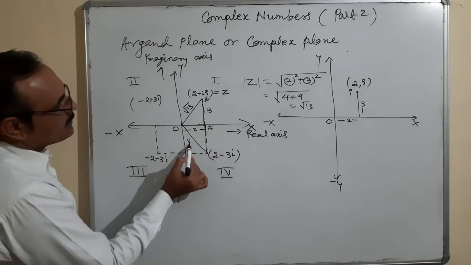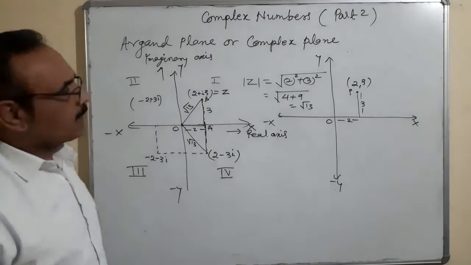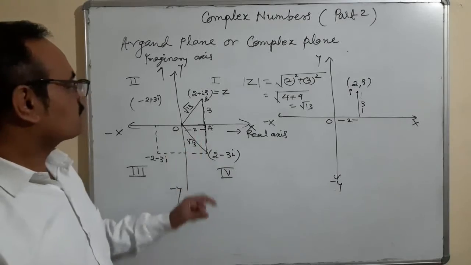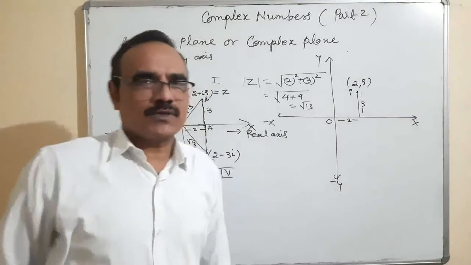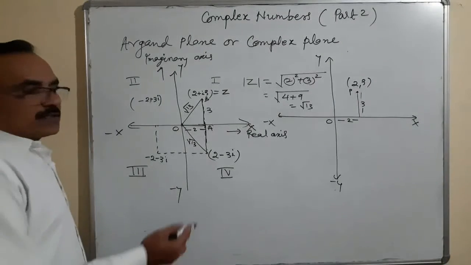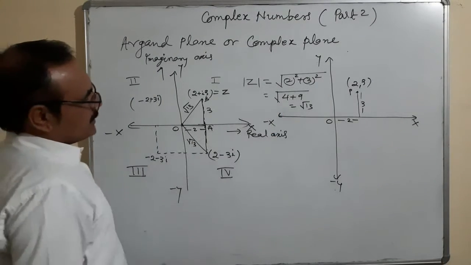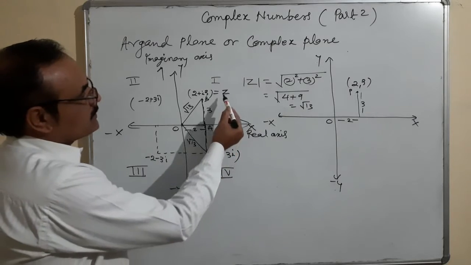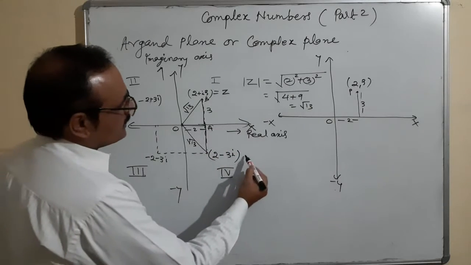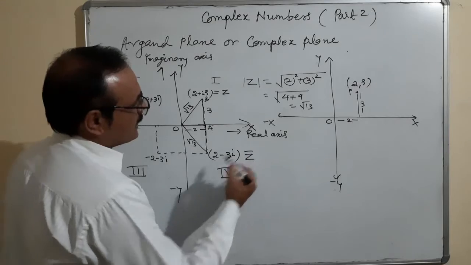It's also the same thing, under root 13, because the square of the real part is 2 squared, and the square of the imaginary part is 3 squared. Minus 3 whole squared means it is plus 9. So 2 plus i3, what is this called? This is z. And this is the conjugate of z.